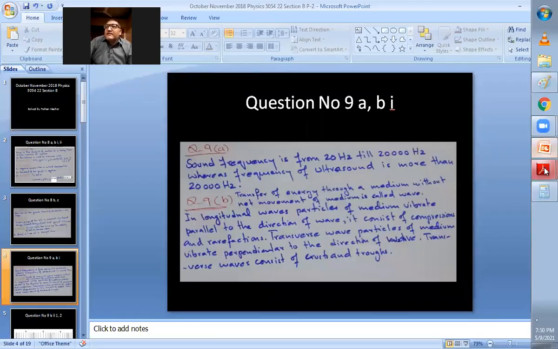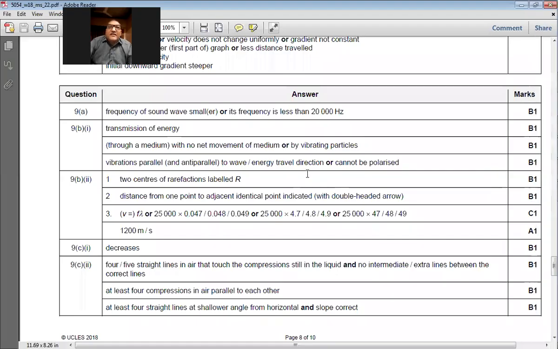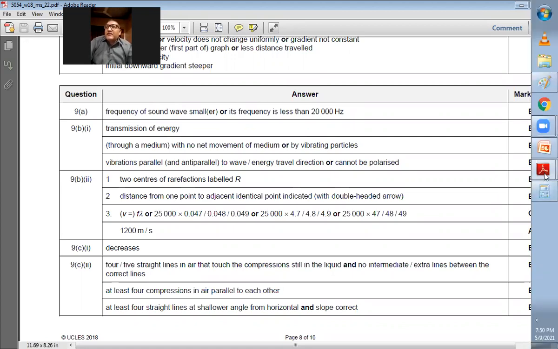Let's check what the marking scheme has to say. Transmission of energy through a medium with no net movement of the medium; vibrating particles, vibrations parallel and anti-parallel to wave energy travel direction; cannot be polarized. That's the 3-mark question. Hopefully you have understood. Okay, let's move to the next part.